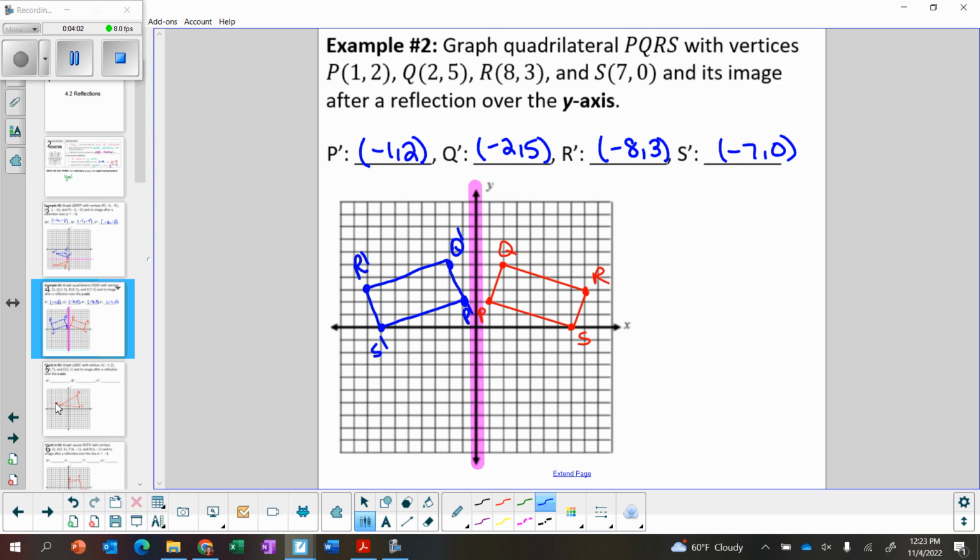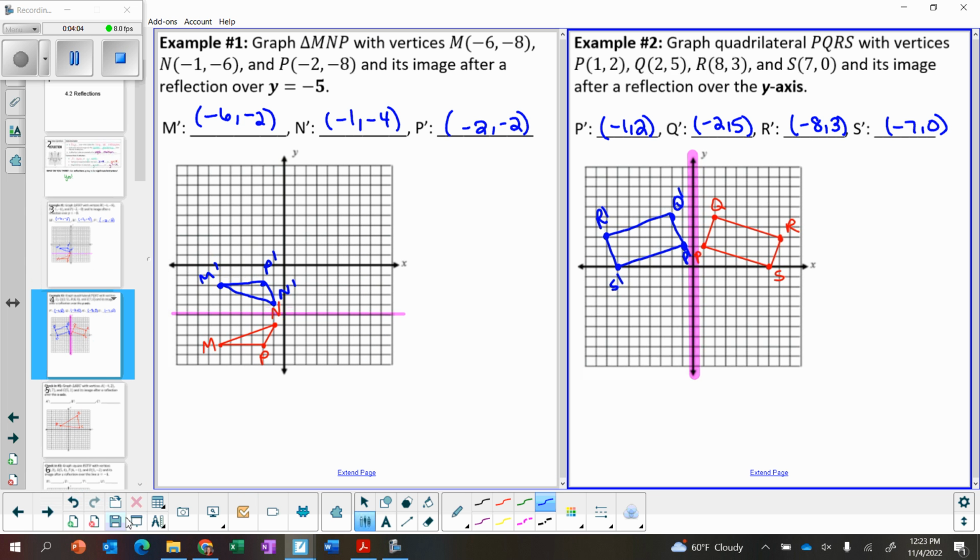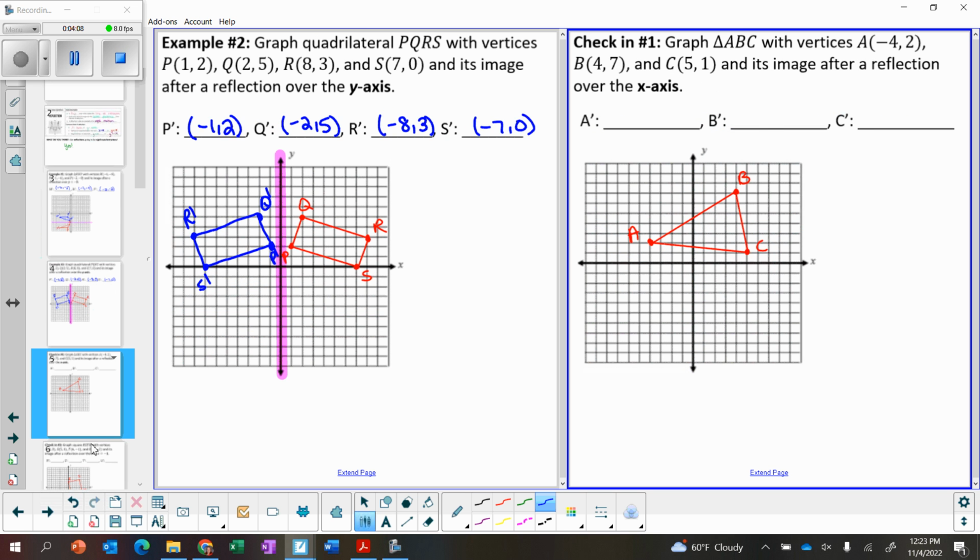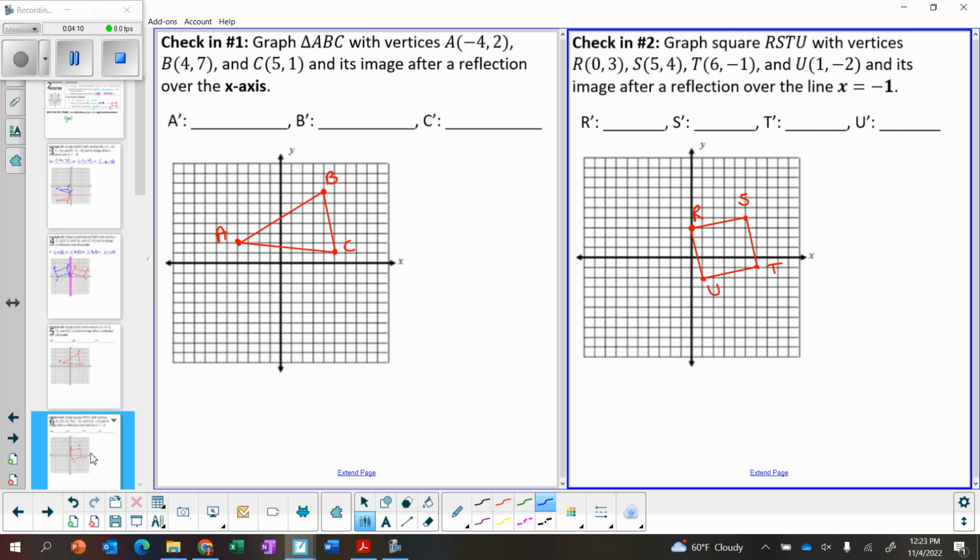So you're going to try the next two. The first one you want to reflect over the x-axis, and the second one over the line x equals negative 1. So give them a try, pause. When you're ready to see the answers, hit play.